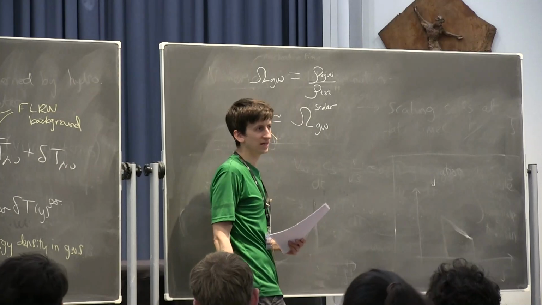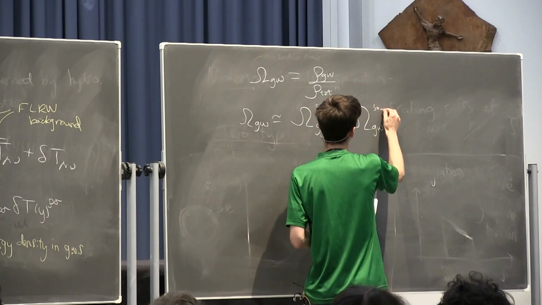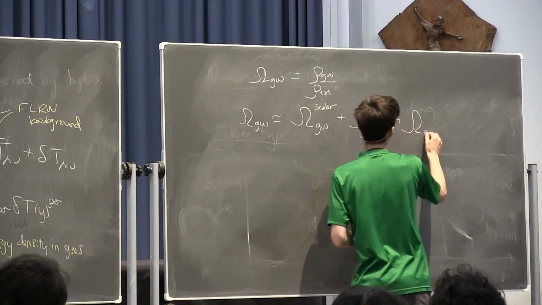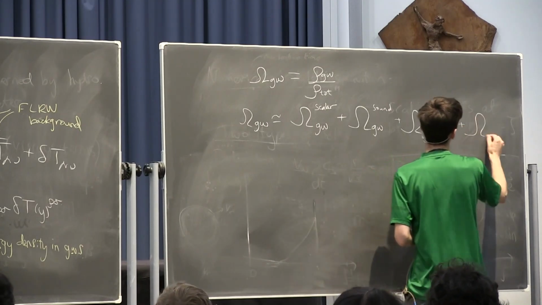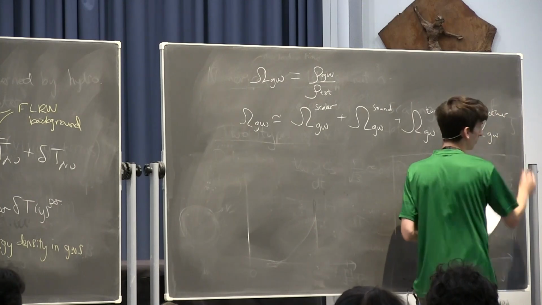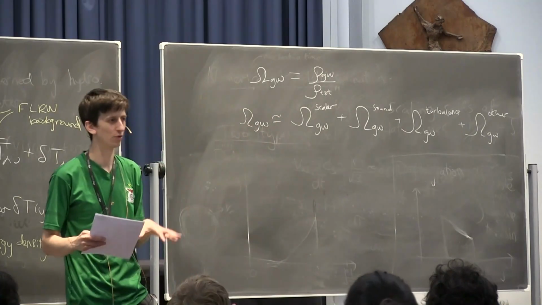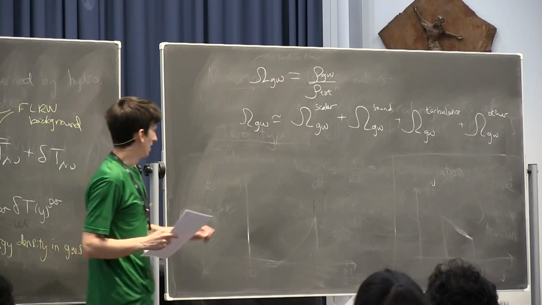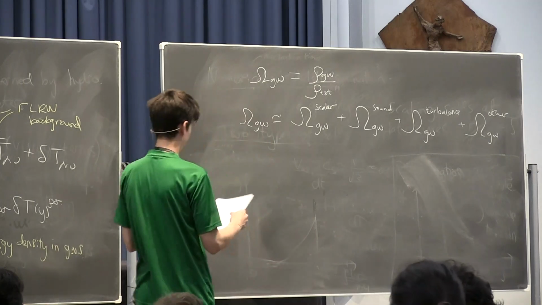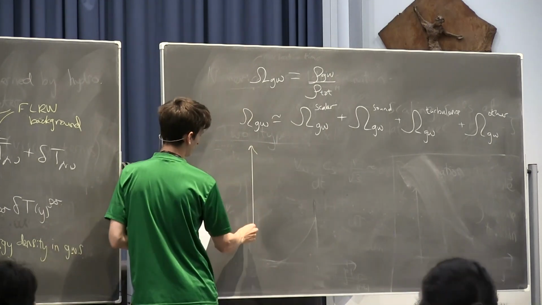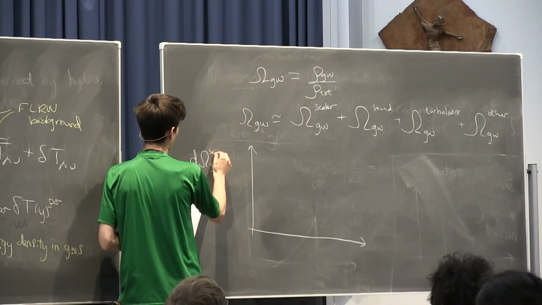So our total omega GW is roughly equal to the gravitational waves produced by the scalar bubble collisions at the beginning, plus those produced by the sound waves, plus those produced by the turbulence, plus anything else that's going on, like if we produced cosmic strings or domain walls or whatever else we produced, we would have a kind of sum of all of these sources. And then you can simulate these sources separately and work out what the gravitational wave spectrum is for each one. So let's have a look at the scalar one first.